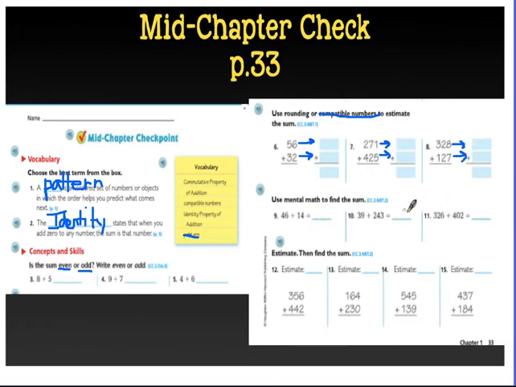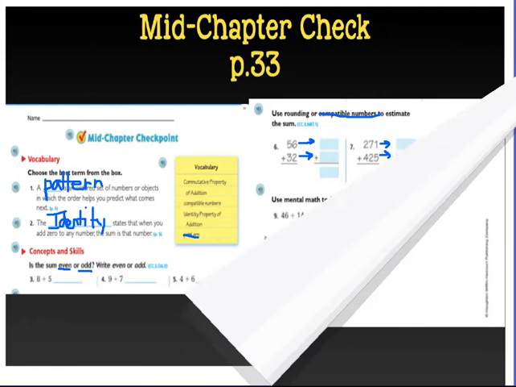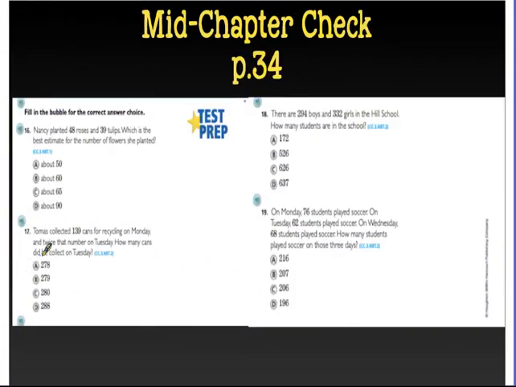These here, they just want you to add, and I would probably write these vertically instead of horizontally, so I would probably write it this way, 46 plus 14, and find my answer that way. Down here, we are not going to estimate this. We are only going to add them. So you can cross off that estimation. So that's page 33.